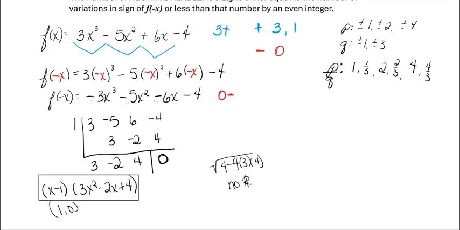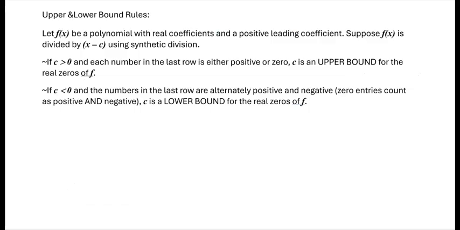So we see how Descartes' rule of signs helped us narrow down our choices. We can test to see how many positive reals there are and how many negative reals there are, and it narrows down my choices. There's one more test we're going to look at, and that test is for the upper and lower bound rules. It's an extra test. It just helps narrow your choices. It says, let f of x be a polynomial with real coefficients and a positive leading coefficient.